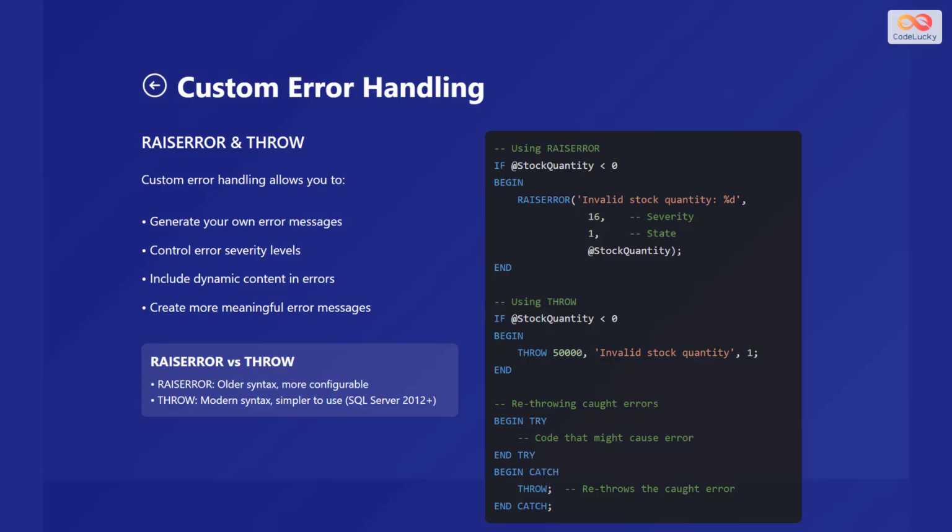Here's an example. If the stock quantity is less than 0, we use RAISERROR to generate a custom error message. Alternatively, we can use THROW to achieve a similar result. In the catch block, you can use THROW to rethrow the caught error, allowing it to be handled further up the call stack.